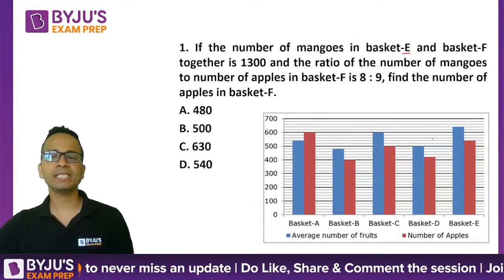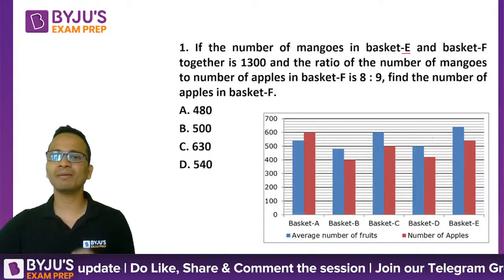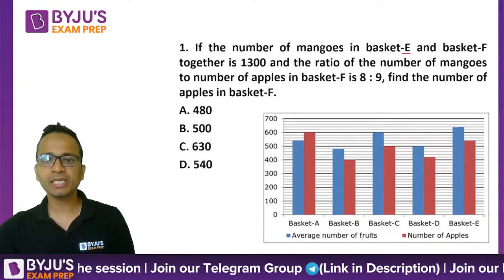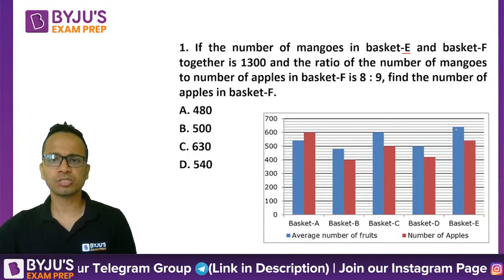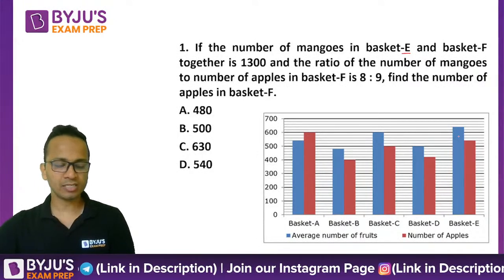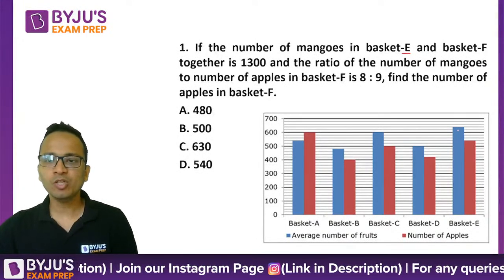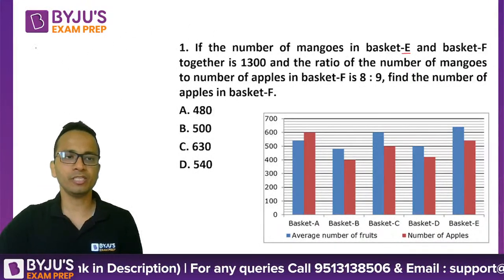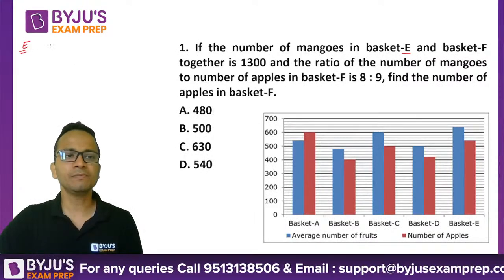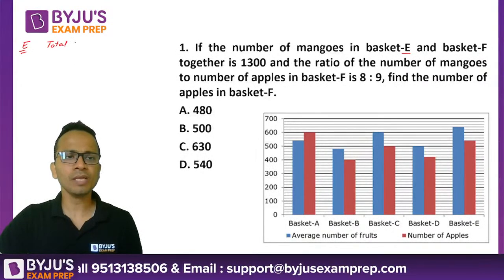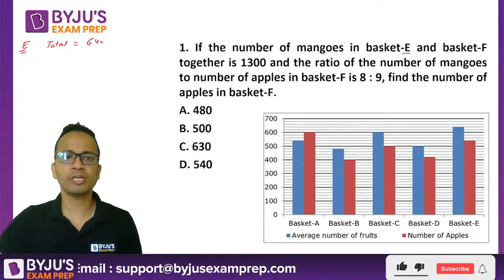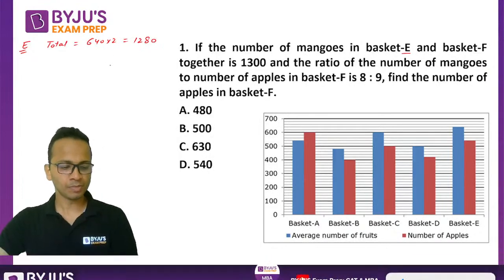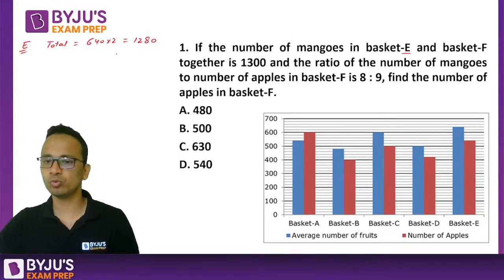Now basket E data is given in the graph. So let us calculate the number of mangoes from basket E. Basket E total number of fruits will be, if I look at the blue line, the value is 640. Now I'm talking about basket E. So total fruits in this basket will be 640 multiplied by 2, that is 1280. So this will be the total number of fruits.